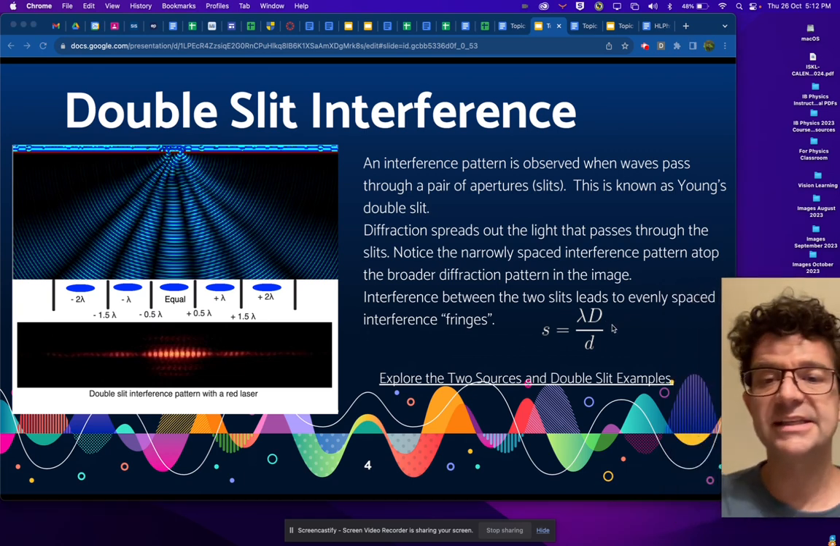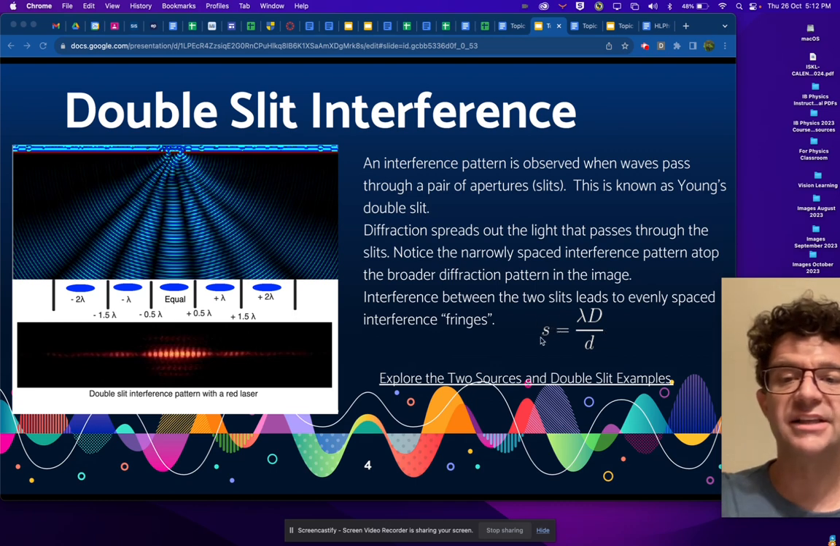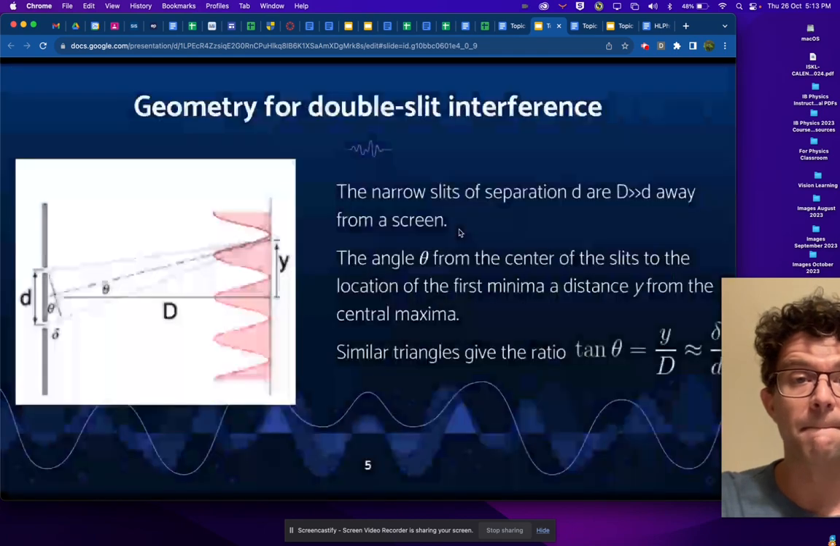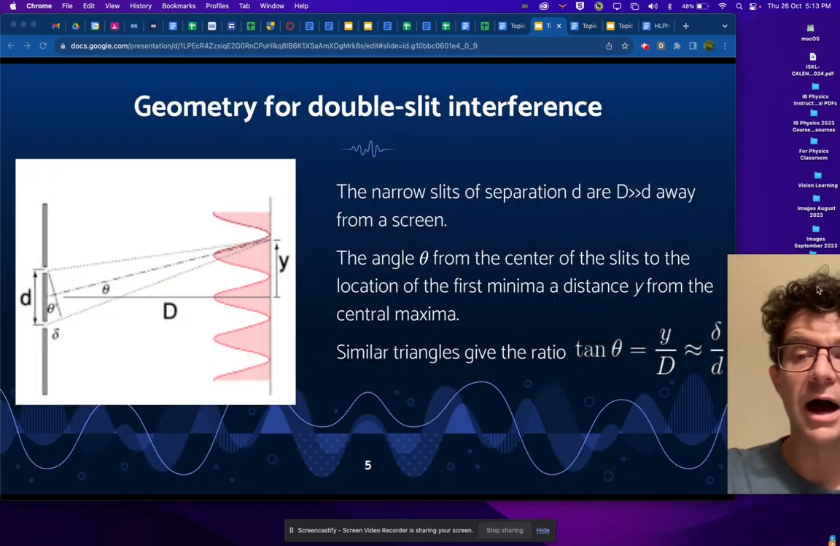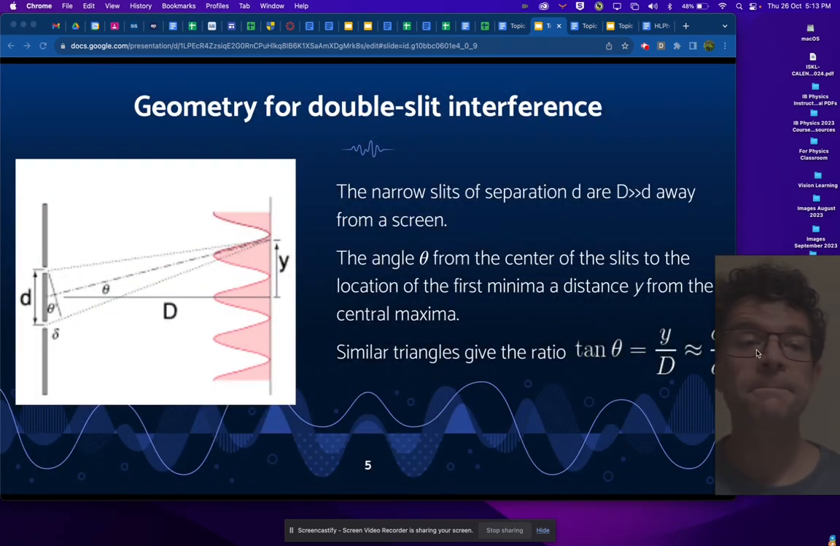They're evenly spaced in angle. You could write this as theta is approximately equal to lambda over d, or you can write it spaced horizontally as s is equal to lambda D, where D is the distance from the screen to the slits, divided by small d, which is the spacing between the individual slits. And we'll look at a derivation of that in a moment. Right now, in fact.